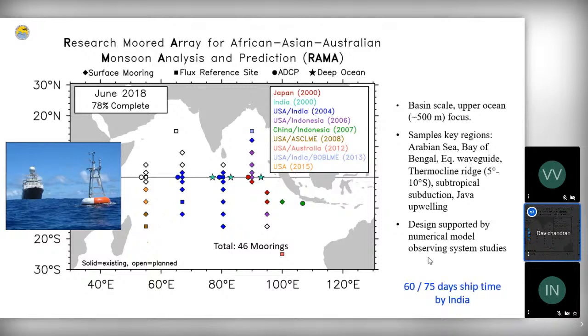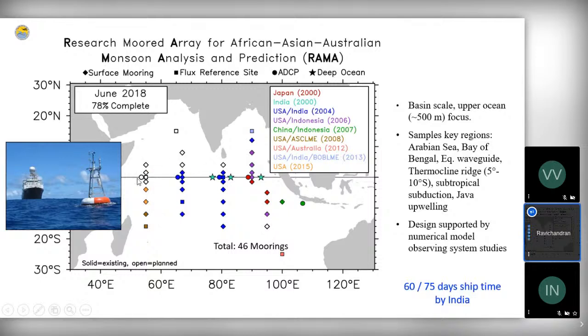This is basically a basin-scale observing system, and the upper ocean up to 500 meters is monitored with various temperature and salinity structure measurements. It covers almost all the regions of the Indian Ocean. You can see that all the blue dots are contributions from the US as well as India. India provides major ship time, roughly 60 to 75 days, which is why we are able to deploy many of the moorings, and every year we need to service these moorings. Some of the dots are blank.